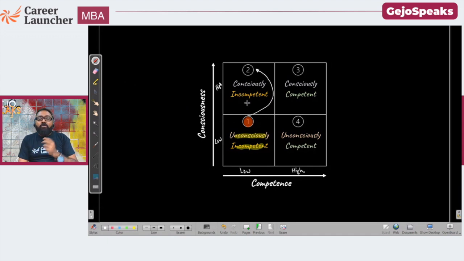Now, I'm sure that quickly we get to stage number 2. Stage number 2 is consciously incompetent. This is a stage when we start being aware, we know that we don't have these skills, and this is an important phase. It's a temporary phase, but it's an important phase of learning, because this is when you take stock of the skill set that is required and the skill set I don't have.